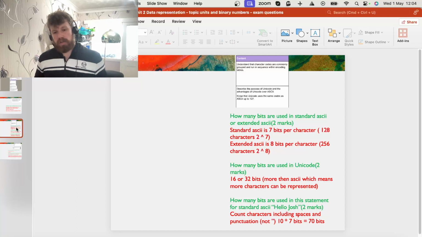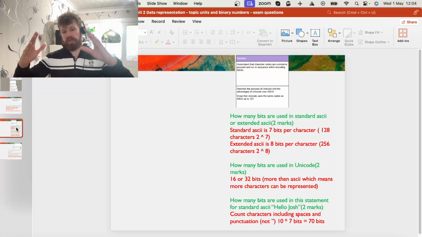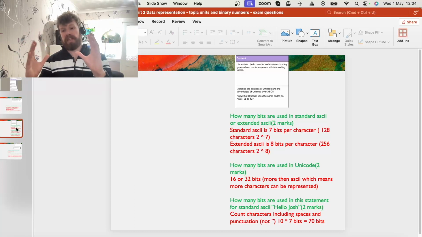There is also a question where they might give you a sentence, so in this case I've gone for hello Josh, and what they'll ask you to do is say how many bits are used in this statement. Now, what you have to do is you have to count the number of characters and any punctuation. We're going to leave out the speech marks because that's just the thing which is enclosing it in there. And we're going to count the space in between, so that actually counts as a character, and then all of the letters. So we go 1, 2, 3, 4, 5, space 6, 7, 8, 9, 10. So we've got 10 characters there.